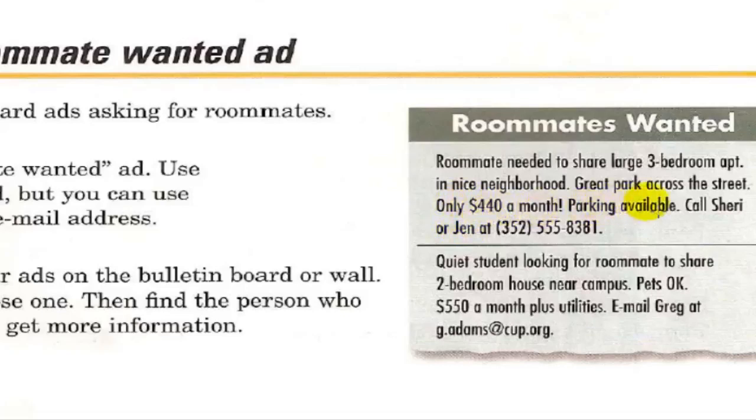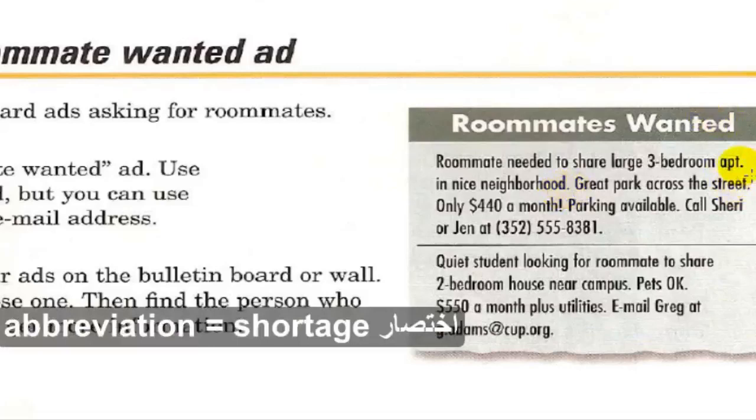So there isn't the verb to be. There isn't a or an. So in an advertisement, we remove a, an, the verb to be, and write abbreviations like telephone, tel, T-E-L, apt for apartment. Why? To avoid paying a lot of money for writing the advertisement.